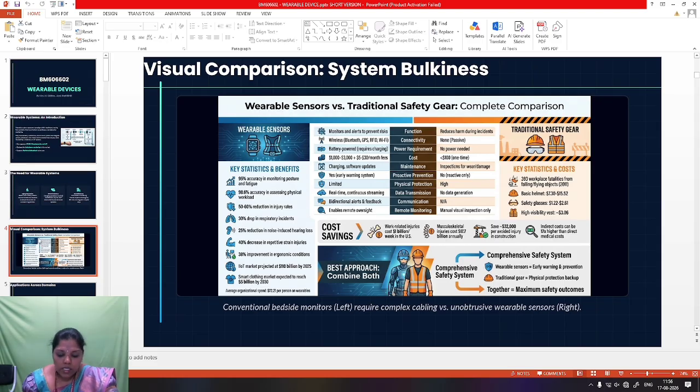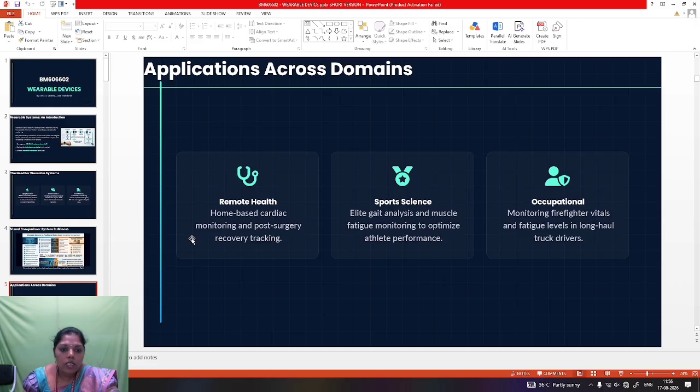Now let us look at the applications of wearable systems. First are remote health, sports science, and occupational monitoring. Home-based remote health means home-based cardiac monitoring and post-surgery recovery tracking. Sports science uses elite gait analysis and muscle fatigue monitoring to optimize athlete performance. Occupational monitoring covers firefighter vitals and fatigue levels in long-haul truck drivers.